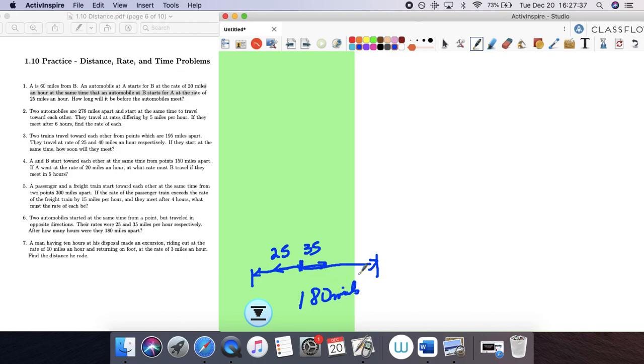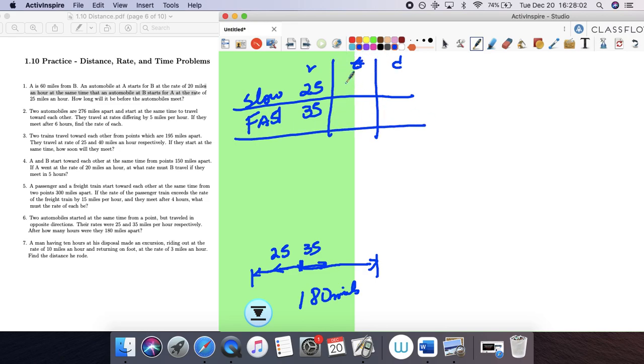Now, the question is, for how long do these two cars travel in order for them to be 180 miles apart? So that's not too bad. So that's 6. Let's call it again the fast and the slow. The slow one is driving at 25. The fast one is at 35. RTD, that's a T by the way. We want to know the time, I don't know the time. They both are going to drive for the same amount of time.